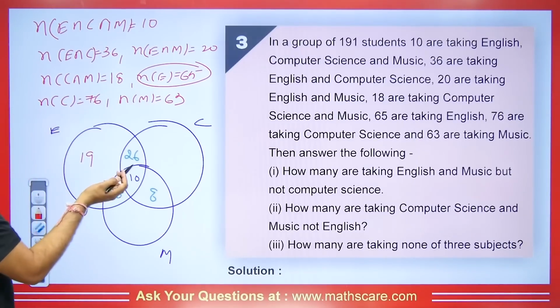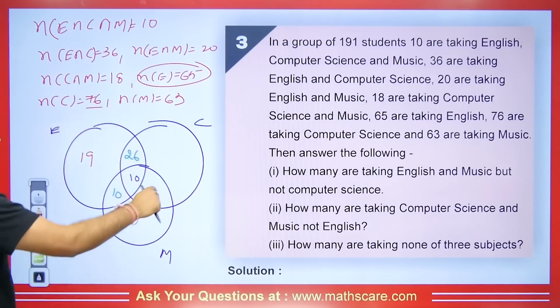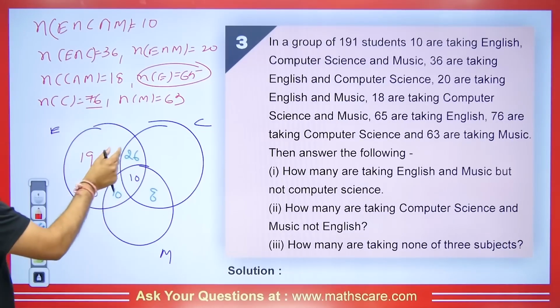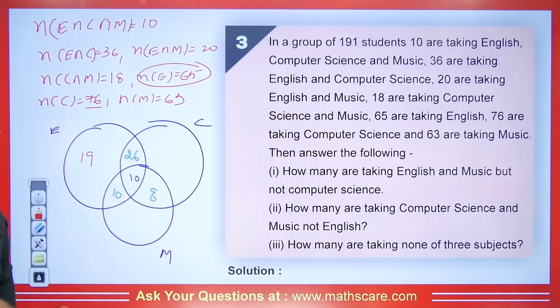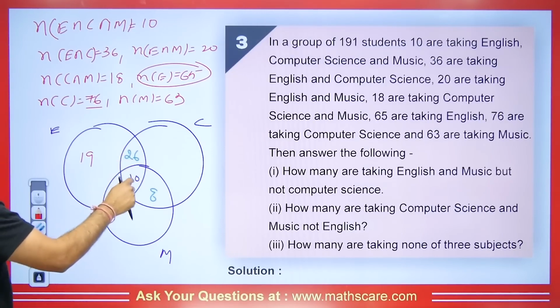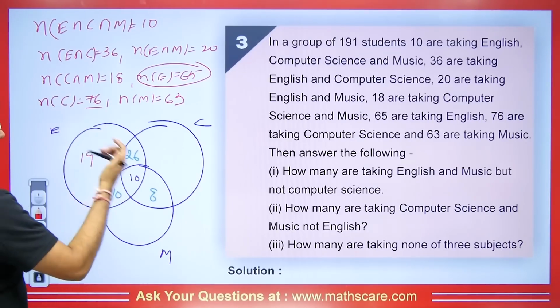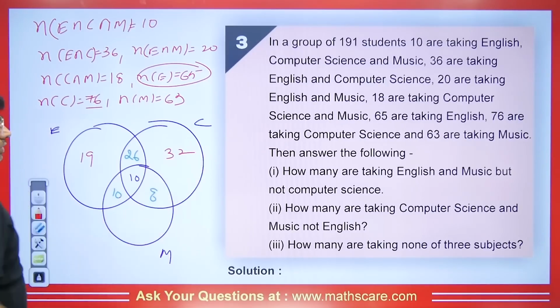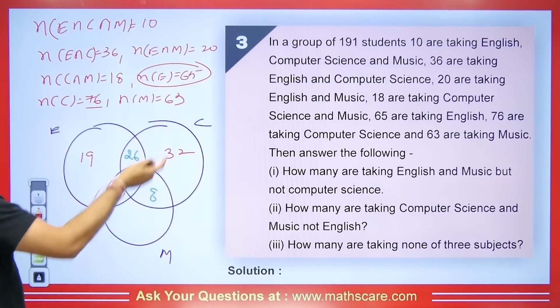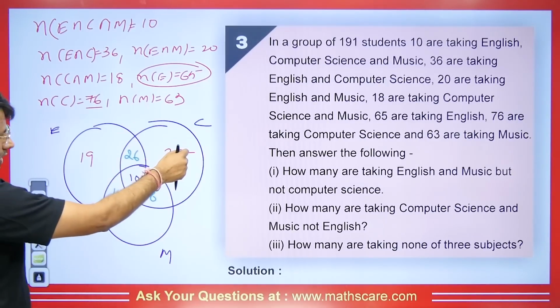Moving forward, 76 students are studying computer science. Of those students studying computer science, these overlapping students are also present. So we will deduct 26 plus 10 plus 8, that is a total of 44 from 76. It will result in 32. We can verify it by adding everything back. That is 32 plus 8 plus 10 plus 26 is equal to 76.